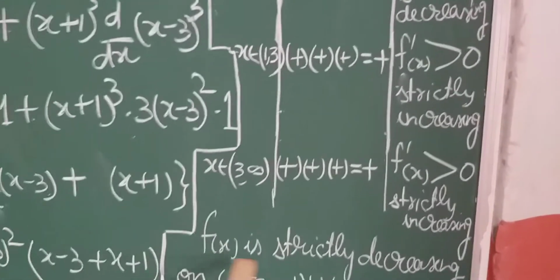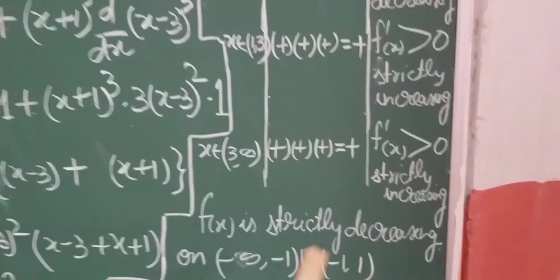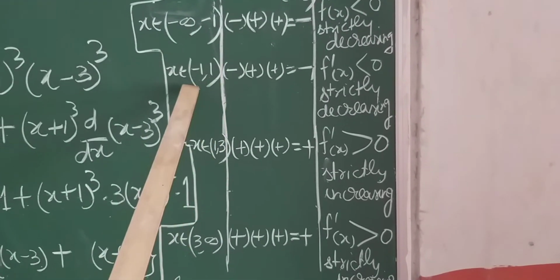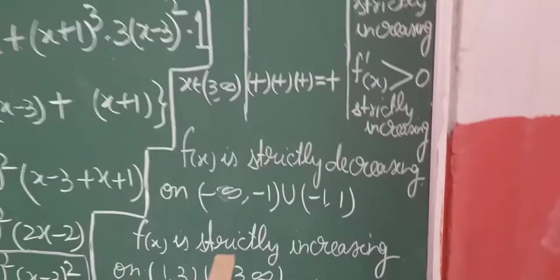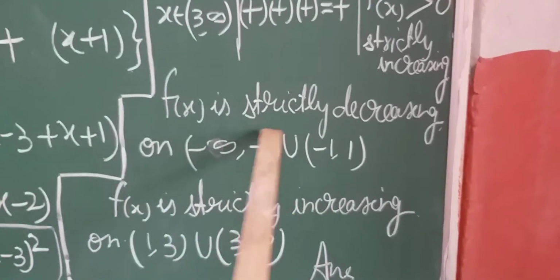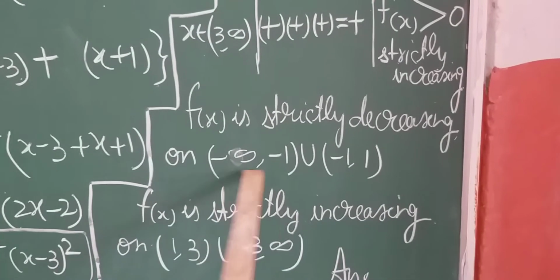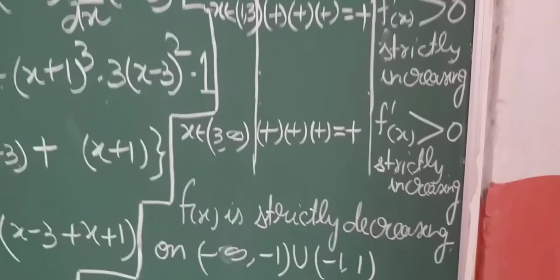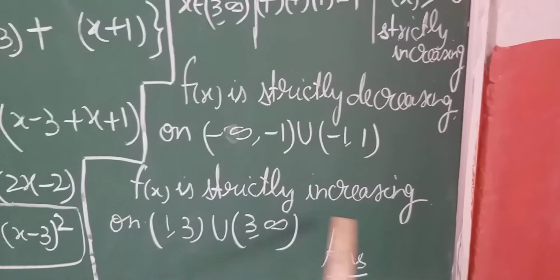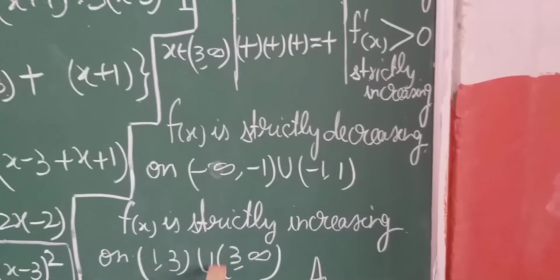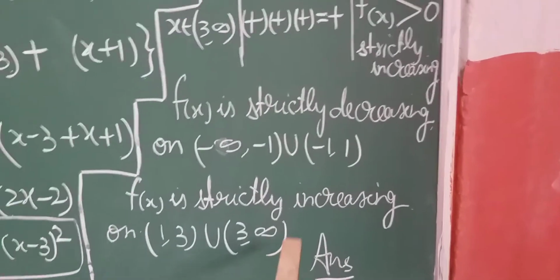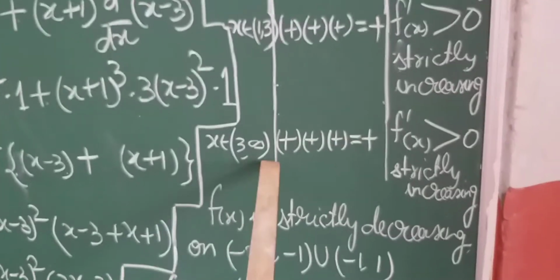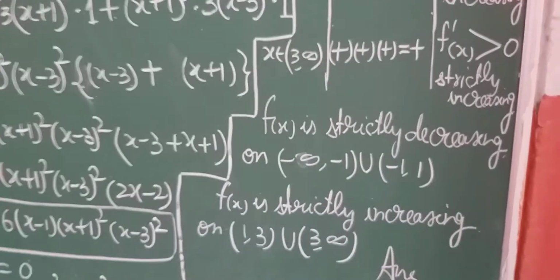So students, f(x) is strictly decreasing on minus infinity to minus 1 union minus 1 to 1. So I have written here, students, f(x) is strictly decreasing on minus infinity to minus 1 union minus 1 to 1. Similarly, students, we can write here f(x) is strictly increasing on 1 to 3 union 3 to infinity. You can see, students, here 1 to 3 and 3 to infinity. Okay then, students.